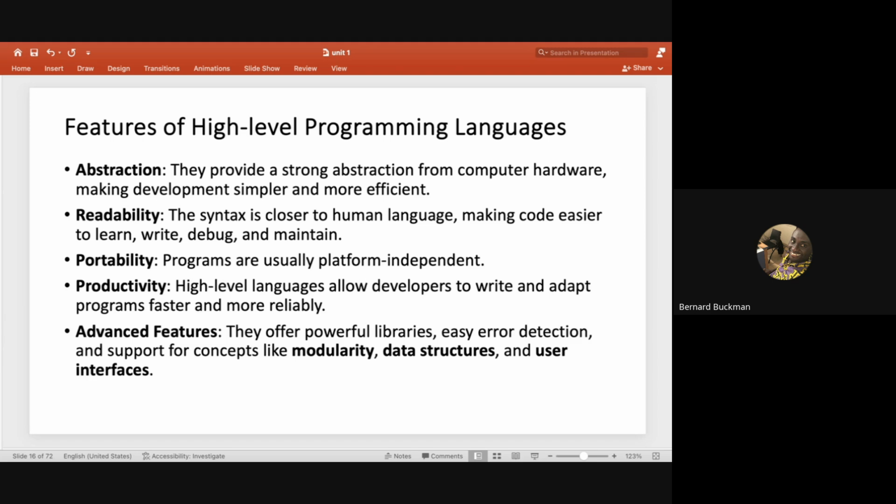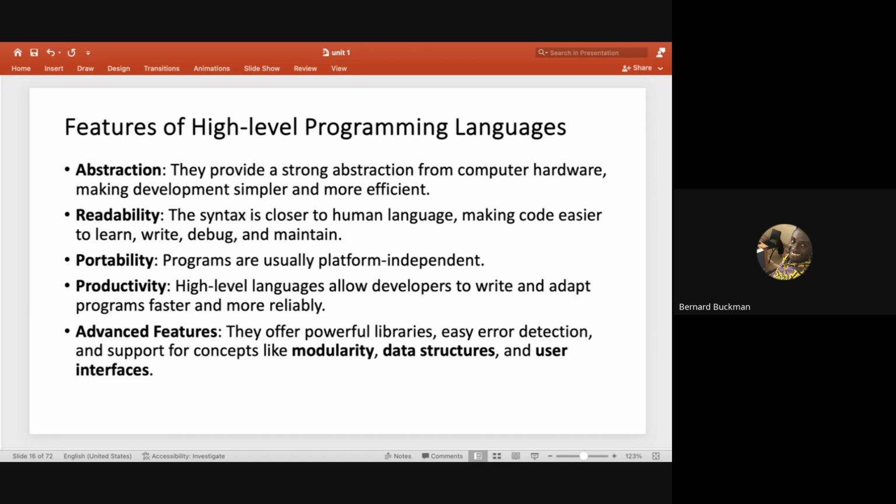Another feature is that high-level programming languages are readable. They are very simple. The syntax, or the rules we use to read high-level programming languages, are very simple to read and understand. They are also portable. Portability means that you can move them from one machine to another. In fact, you can install a program written in Java on your Android phone, on your iPhone, on your desktop, on your MacBook, or on any other operating system.